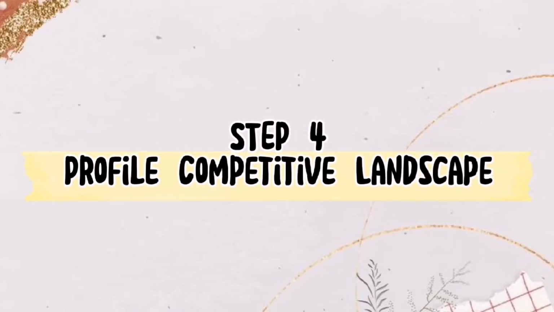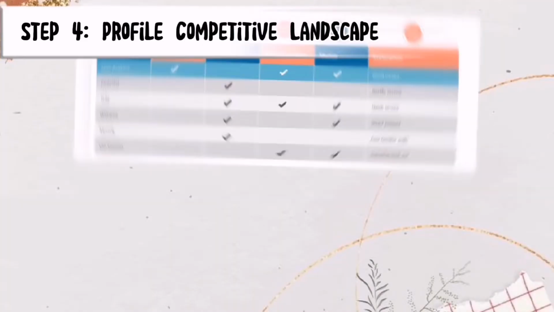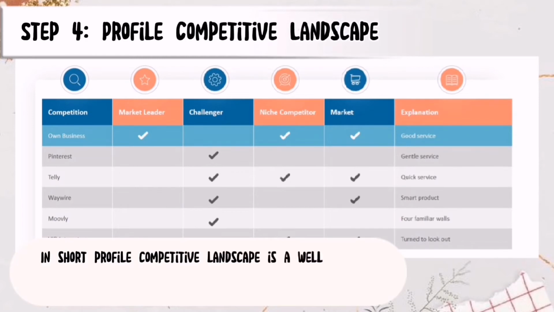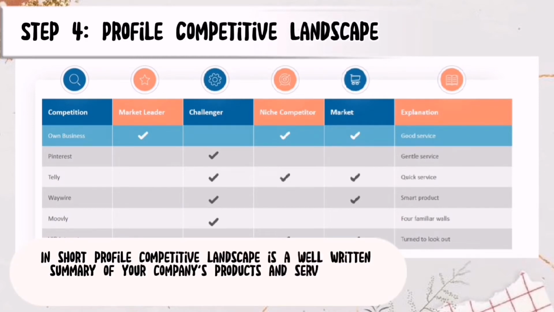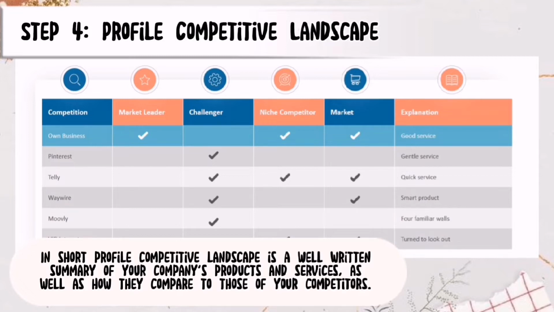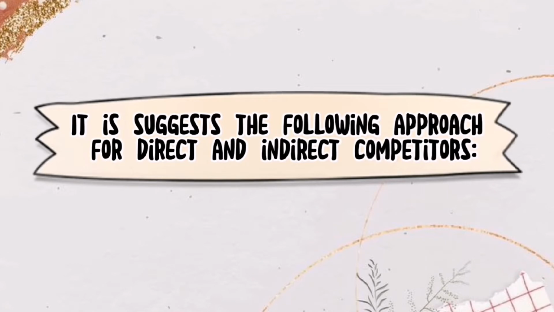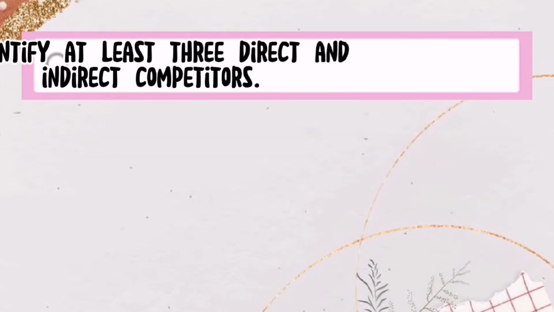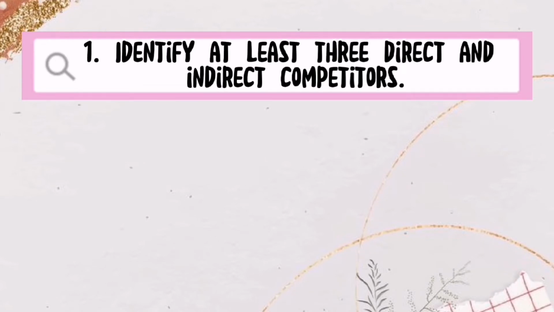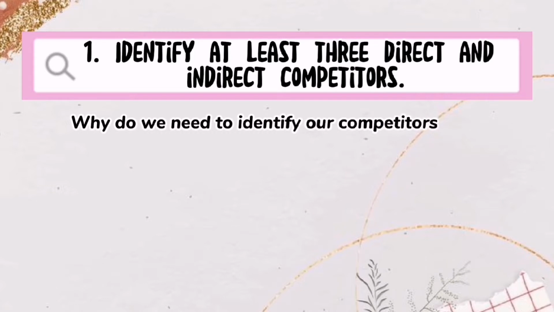Step 4. Profile competitive landscape. In short, profile competitive landscape is a well-written summary of your company's products and services, as well as how they compare to those of your competitors. It suggests the following approach for direct and indirect competitors. Number 1. Identify at least 3 direct and indirect competitors. Why do we need to identify our competitors?